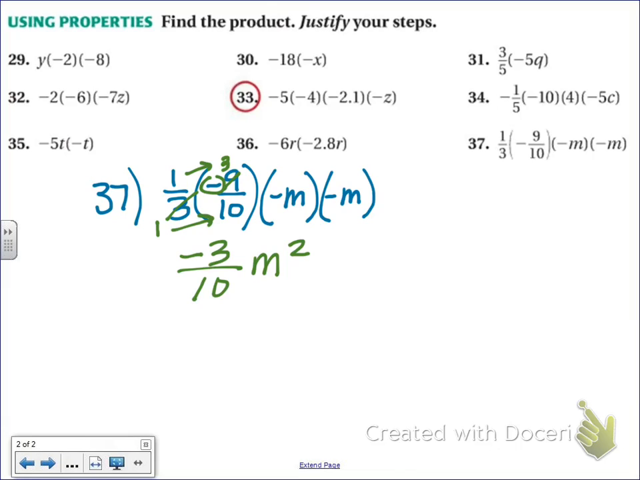When you add and subtract, the variable does not change. You only change the number in front. So for number 37, the answer is negative 3/10 m squared.